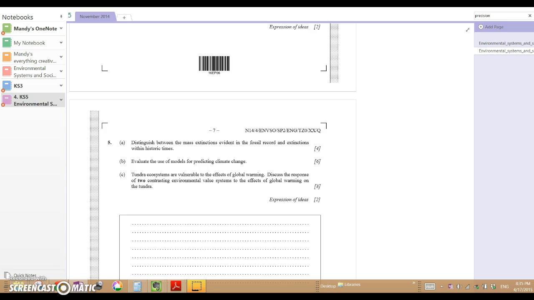So I'm thinking about 2 value systems like technocentric, ecocentric, to the effects of global warming. So how would they respond? How would a technocentric respond to the effect of global warming on the tundra? I think this is a really hard question because we've got to think about the tundra and the biome, and we've got to think about the effects of global warming on that particular biome, and then also we've got to contrast 2 environmental systems. So like that can be really easy for me to get off track if I try and answer that question. So I'm actually going to leave that one.